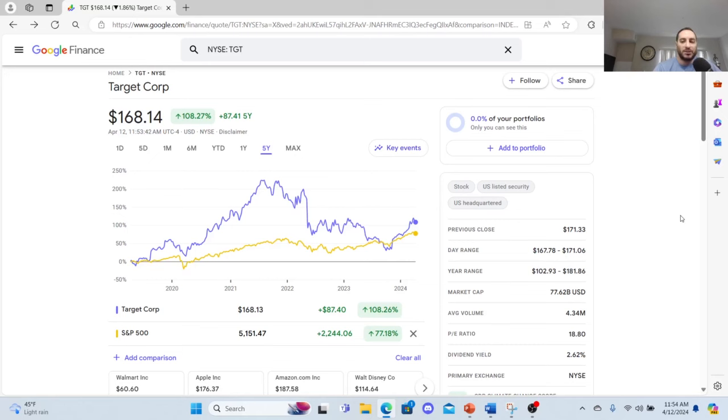Day range 167.78 to 171.06. Previous close is 171.33. I had to capitalize. It's just certain things that you have to think about. I went in, and I'm glad I did. And I'm going to get some nice dividends.